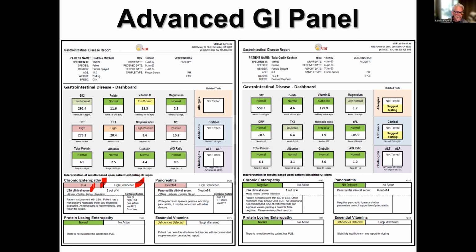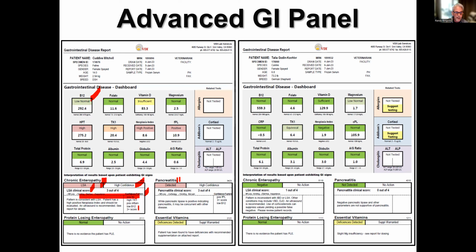We give it an LSA clinical score. So if you tell us what's going on, like weight loss, vomiting, diarrhea, and inappetence, we'll actually grade it. And then we give you what our confidence factors are. Why are we coming to this conclusion? Well, in this case, we had a positive NI, high TK, positive inflammation, low B12, and a 3+ clinical score, all brought together, high confidence.